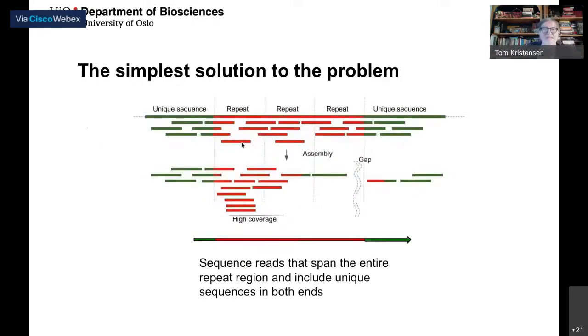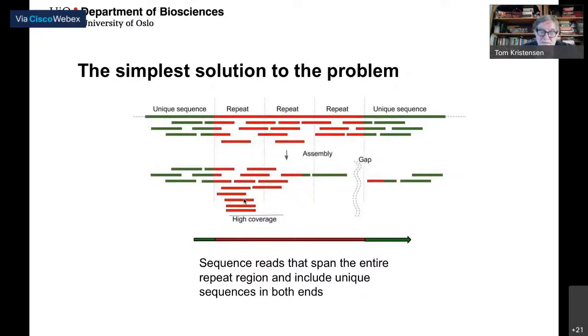The easiest way to solve this problem would be to have, instead of short sequence reads like the ones we have here, sequence reads which are so long that they span the entire repeat region, all 3 repeats, and have this green unique sequence in the ends. Reads like this would make it possible to realize that we actually have 3 repeats in this region instead of 1 or 2 repeats as the assembly would like us to believe.